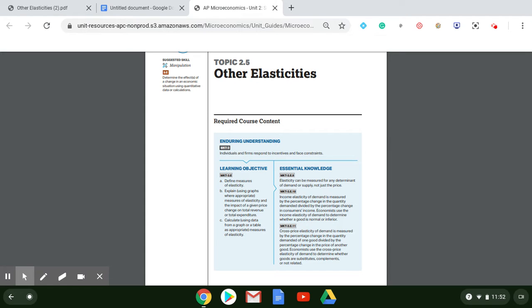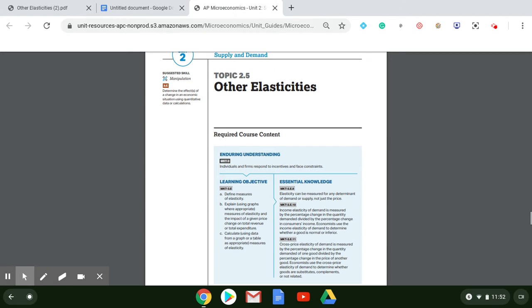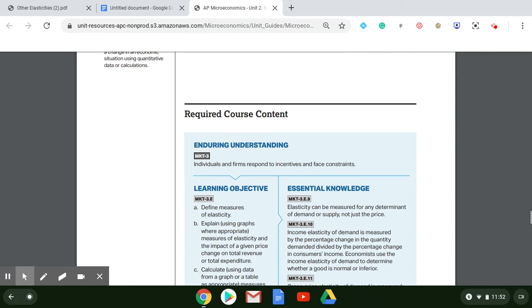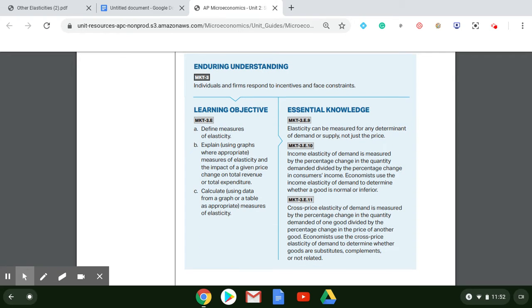Guys, Mr. Gibson here. I'm going to show you about other elasticities, topic 2.5 here. Here are our enduring understandings, learning objective and essential knowledge. For enduring understandings, we're still talking about incentives and constraints, just very basic econ stuff. Learning objectives: we're going to calculate some elasticities again, like we have with supply and demand elasticities.